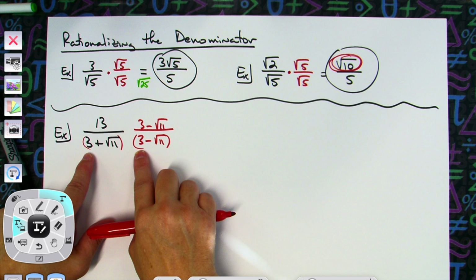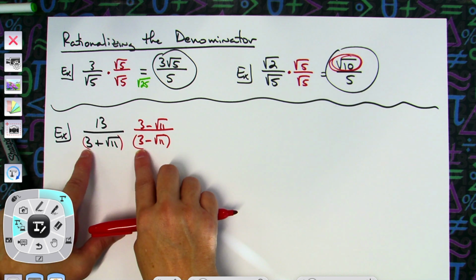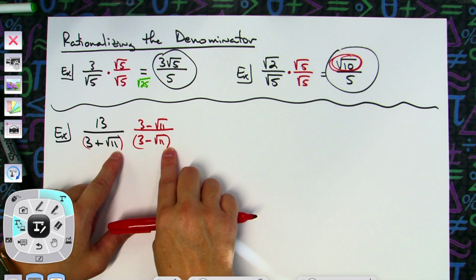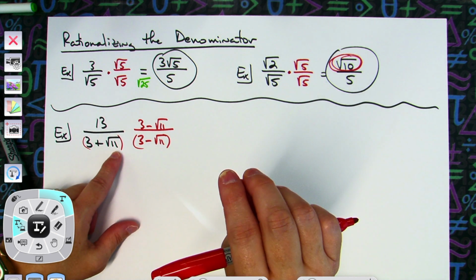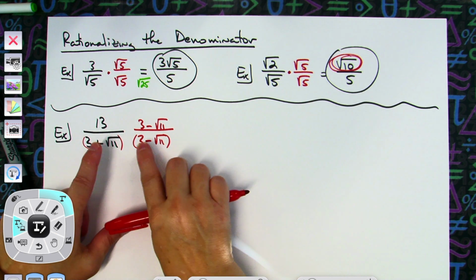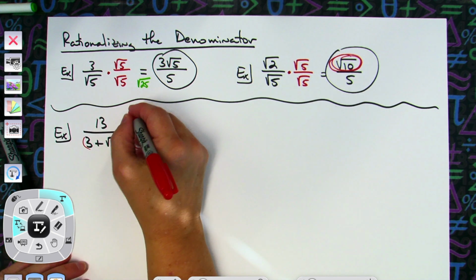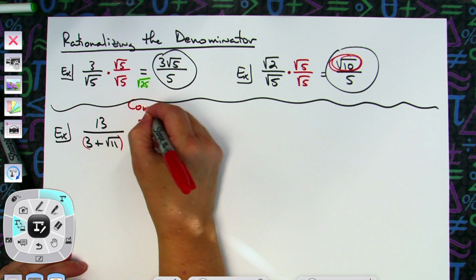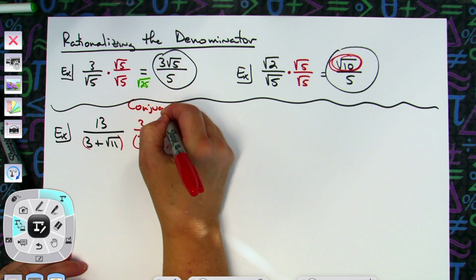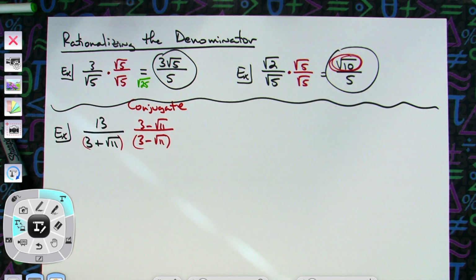All right, so I can quickly multiply. I can square the first one. I can square the second one, and since I know it's the factored form of the difference of two squares, I automatically put a minus sign in there. Okay, so that's why we choose to do that. So let's actually write conjugate above that, just so you've got the vocab. All right, you are choosing to multiply by the conjugate there.